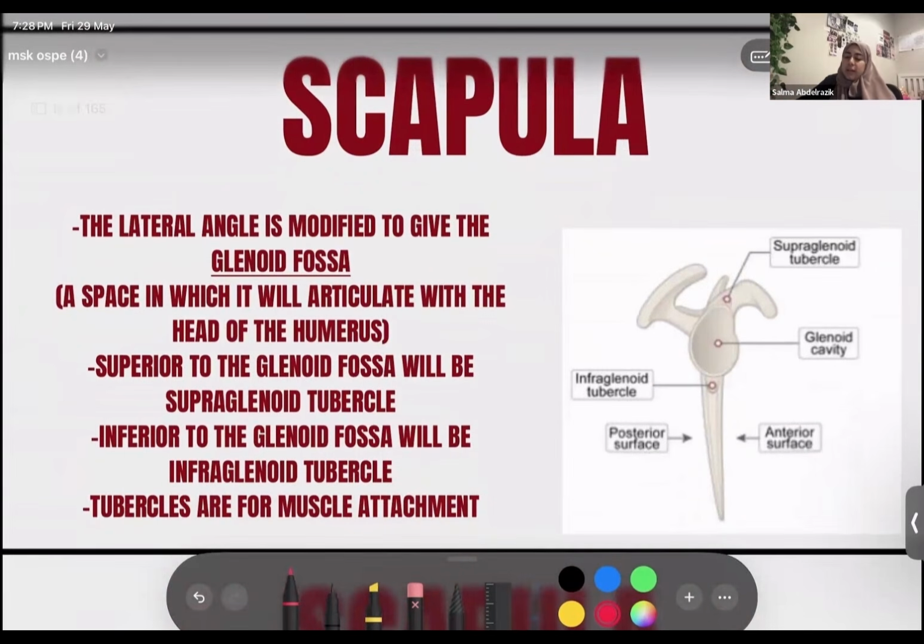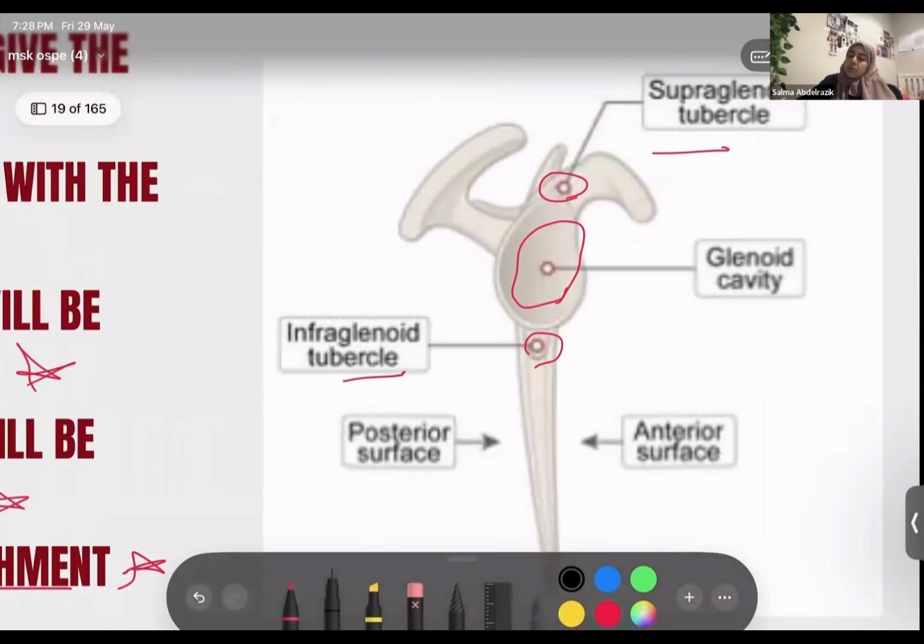We already said this, we have the lateral view or lateral angle, we have supraglenoid tubercle, infraglenoid tubercle. And the lateral angle is modified to give the glenoid fossa, which is over here. Superior to the glenoid, supraglenoid tubercle. Inferior would be the infraglenoid tubercle. They're there for muscle attachment, and I'll spoil it for you. Again, like we said, supraglenoid is the long head of biceps. Infraglenoid is the long head of triceps.